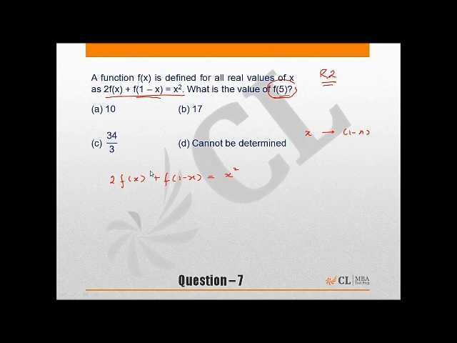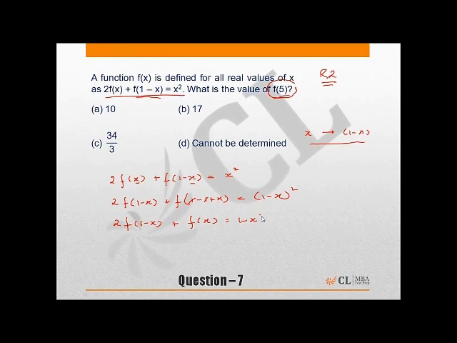So what will it be if I replace x with 1 - x in this equation? This will become 2f(1 - x) + f(1 - (1 - x)), which makes it f(x), equal to (1 - x)². So all I have done is replaced x with 1 - x in this equation. So this becomes 2f(1 - x) + f(x) = (1 - x)².